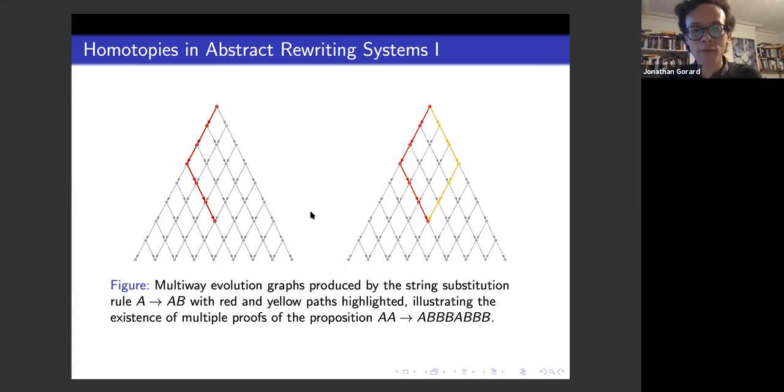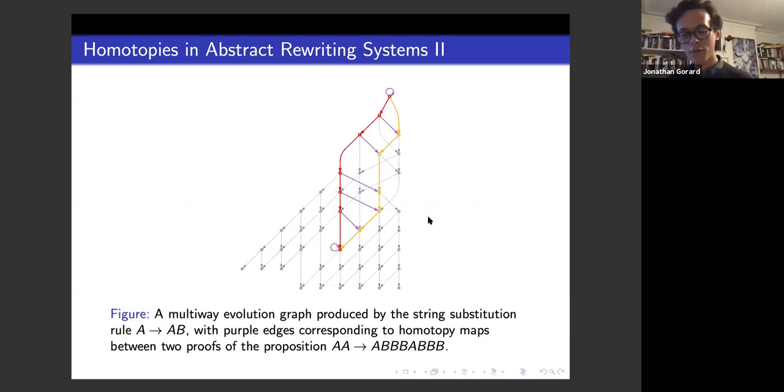So let's think of a very simple rewriting system. Let's forget about hypergraphs for a moment, because they introduce a bit of unnecessary complexity. Let's just consider really simple string rewriting systems. So let's consider a string substitution system: A goes to AB, and here we have the multi-way evolution graph for that string rewriting system. Each one of the directed paths in the system we can think of as being a proof of some proposition, a proof that such and such a string can be derived from some other string given the rule A goes to AB. So here we've got a red path representing a proof of the proposition that AA goes to ABBB. And here we've got a yellow path that corresponds to a different proof of the same proposition.